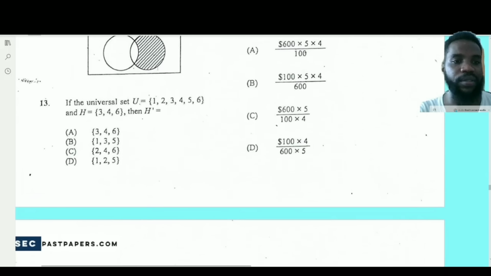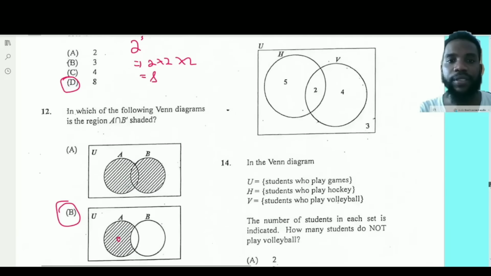Question number 13. It says, in the universal set, U equals 1 up to 6 and H equals 3, 4, 6, H complement. Complement means not. What is not in H, but you can find it in the universal set. All right, we can say that 1 is not in H, but it's in the universal set. 2 is not there, but it's in the universal set, and 5 is not there, but it's in the universal set. So it's 1, 2, and 5. So I'm looking at option D, as in dog or donkey. All right, let's go up.